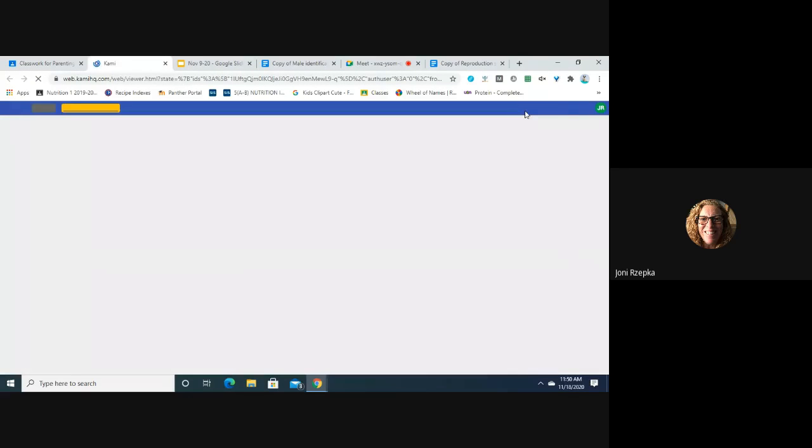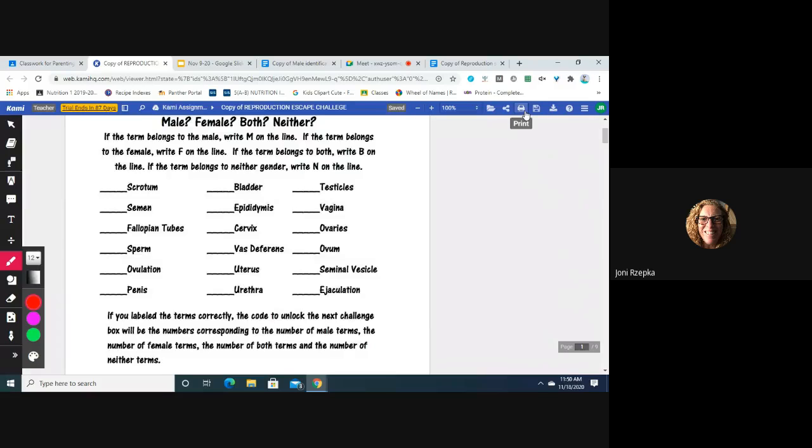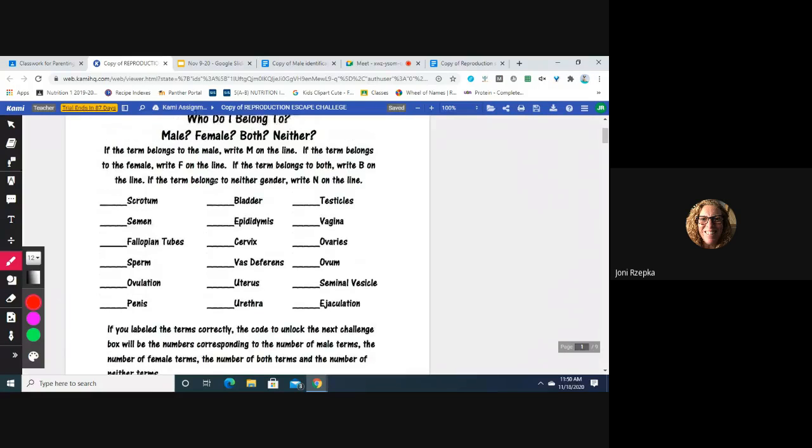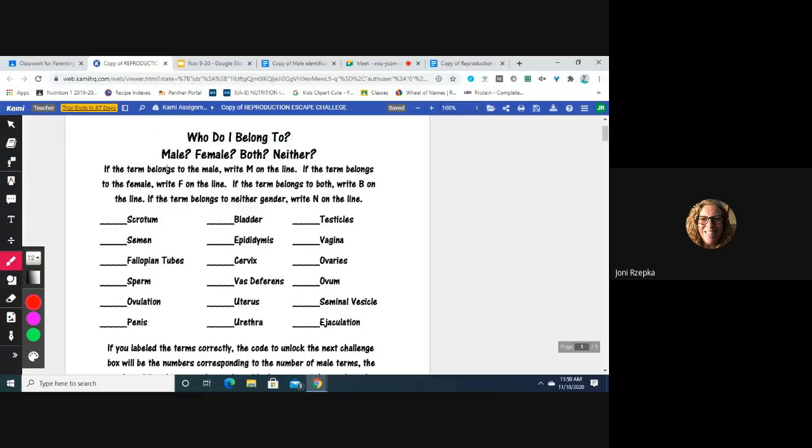Once Kami opens, it takes a minute to load. You are going to use Kami for this: if the term belongs to the male, write M on the line. If the term belongs to the female, write F on the line. If the term belongs to both, write a B on the line. And if the term belongs to neither gender, write an N on the line. So you tell me, does the scrotum get an M, an F, a B, or an N? What is the answer?